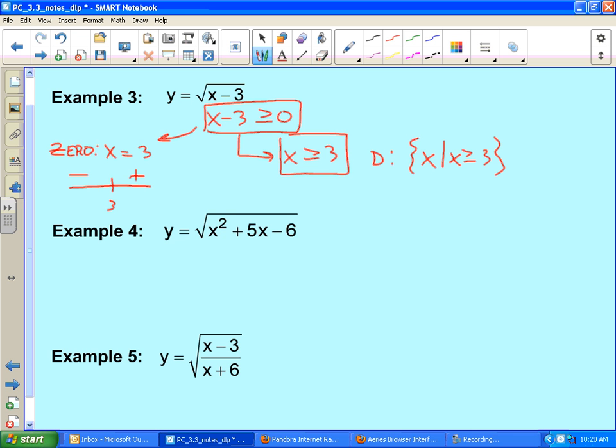That's it. Everything has to be bigger than 3 in that graph to make my graph show up. If I'm less than 3, I'm going to get negatives underneath, which are imaginaries, and I don't have a part of my graph right there.